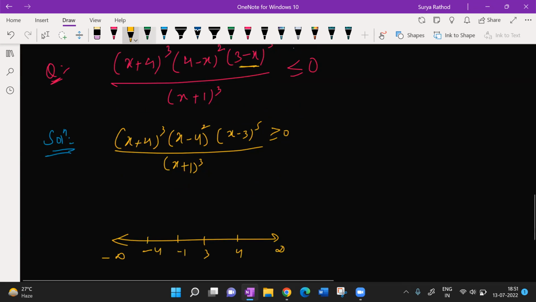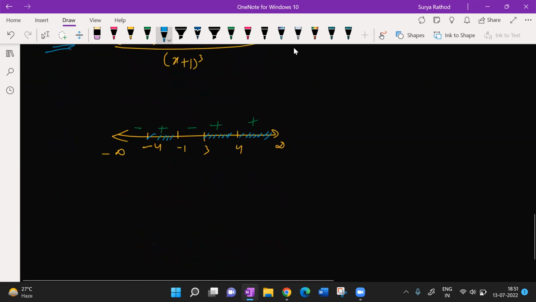to plus infinite. I will start with plus. What is the power of 4 here? Even. So the sign stays the same, plus. What is the power of 3 here? Odd. Changes. What is the power of 1 here? Odd. So changes. What is the power of minus 4? Odd. So changes. So what do I need? Greater than 0. I need positive regions.